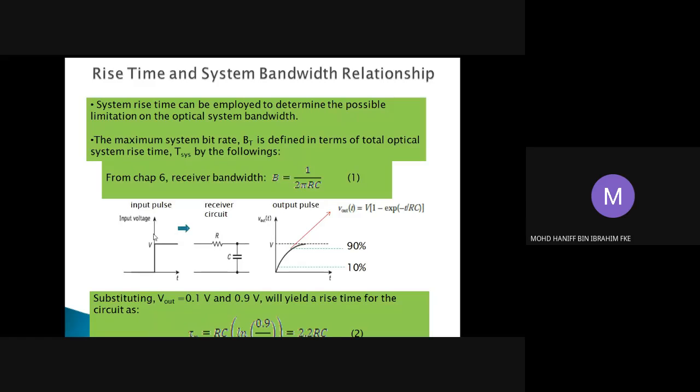Okay, so assume that this is the input pulse along your fiber optic structure. This is your impulse that is said to propagate inside your fiber optic structure. Then we have the receiver at the end of your system. When this input pulse, which is in the time domain, passes through your receiver circuit, you are going to get the output voltage here.